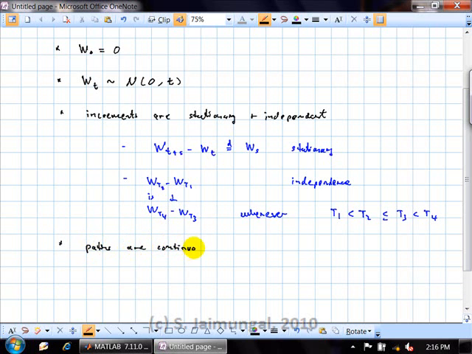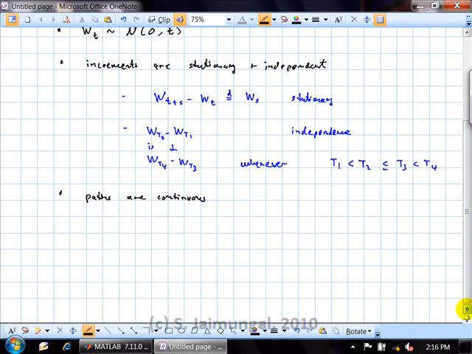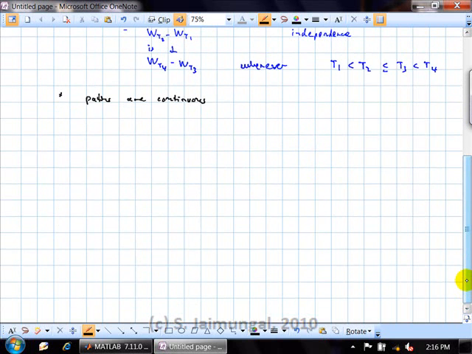Or the process has continuous paths, however you'd like to state it. Okay, so these are the sort of workhorses of Brownian motion. If you have these pieces of evidence, or this piece of knowledge about the process, you can do pretty much anything with it. And we went through a couple of calculations, a couple of examples last time, on computing moments of Brownian motion, the moments of it squared, and so on.